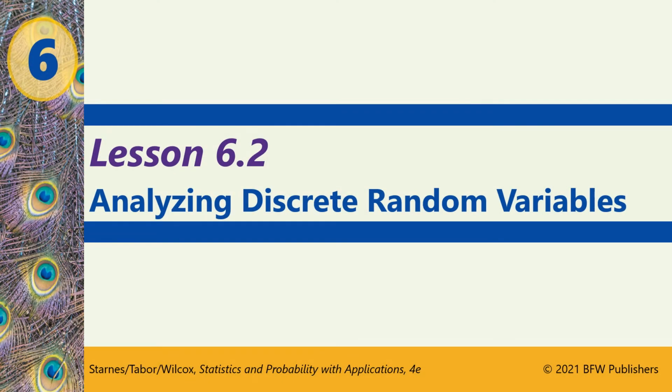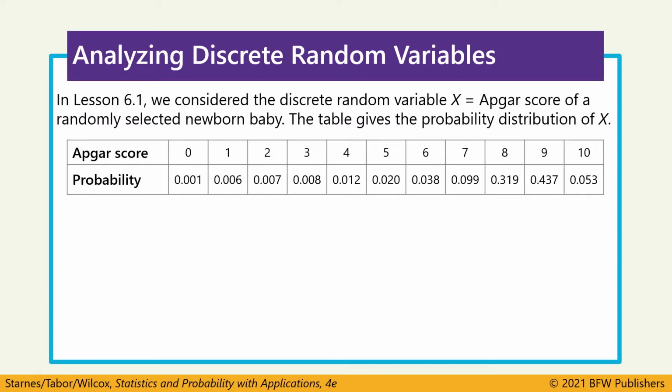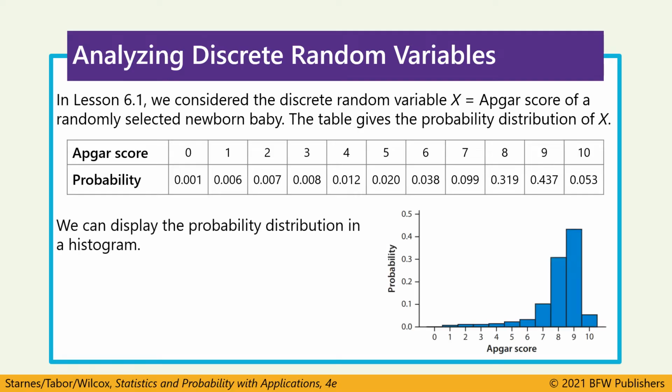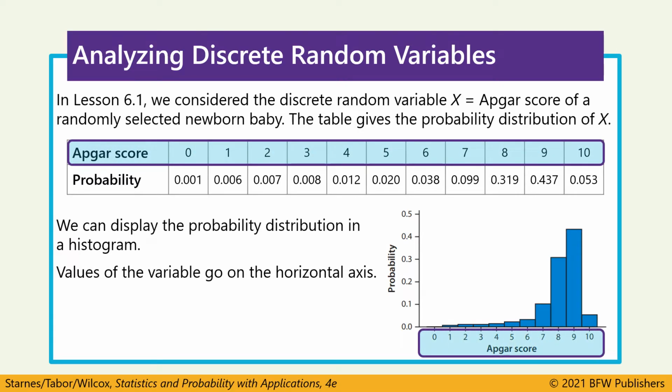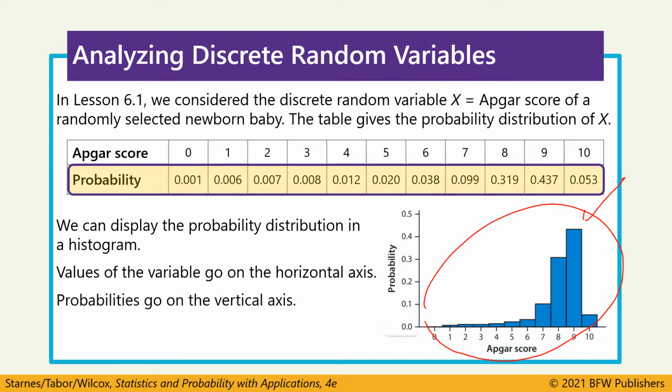Lesson 6.2, Analyzing Discrete Random Variables. In the previous section, we completed an example involving the APGAR scores of newborn babies. Here we have that probability distribution recreated, and we're going to use it to create a histogram. We take those APGAR scores, the values for our variable. They're going to go on the x-axis, and on the y-axis, we have the corresponding probabilities.